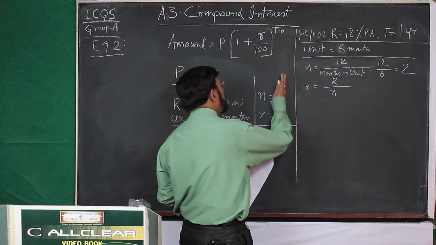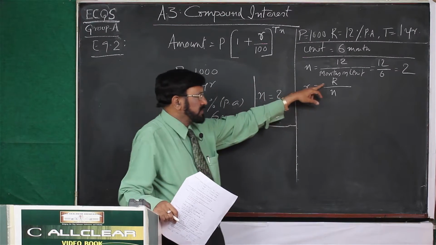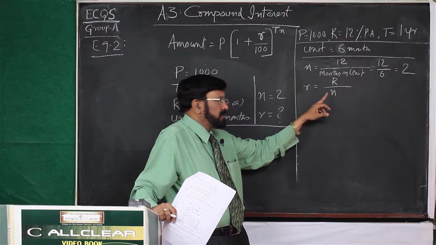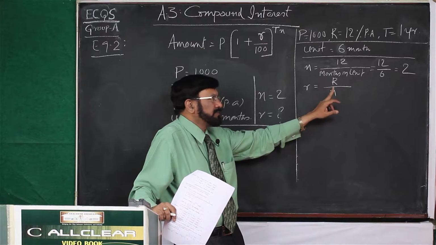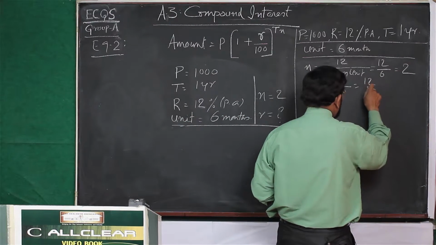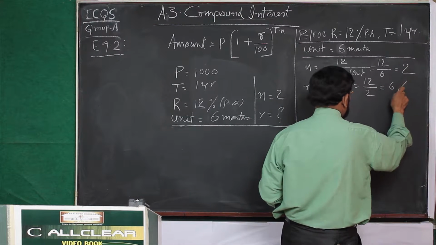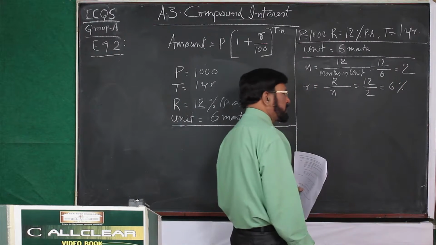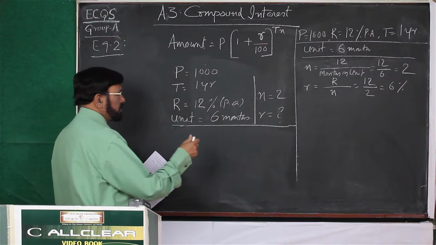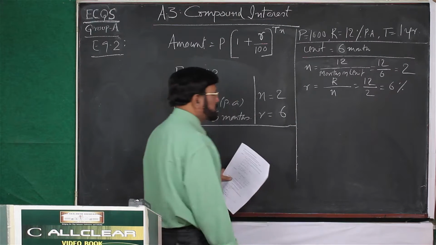N is equal to 2, and R. R is nothing but a revised rate of interest percentage for the unit period. For the unit period, originally R is 12, and divided by N, this is 6%. 6% for the unit period. Okay. Now we have to substitute. Now we got N's value and we got R's value also.